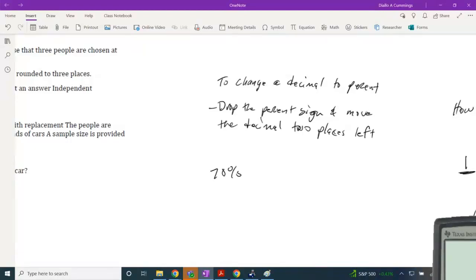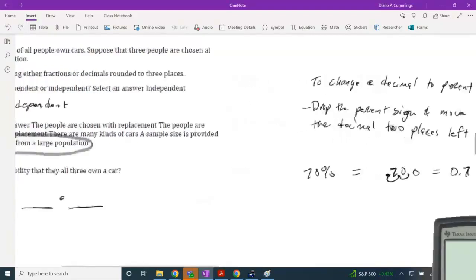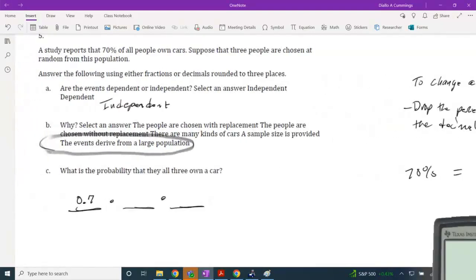So for example, 70%, if I remove the percent symbol, I have 70, and the decimal is understood to be behind that last 0. Then I move the decimal 2 places to the left, so that becomes 0.7. When you perform your calculations, you have to convert those percentages to number values. So 0.7 is the probability that the first person owns a car. What's the probability that the second person owns a car?